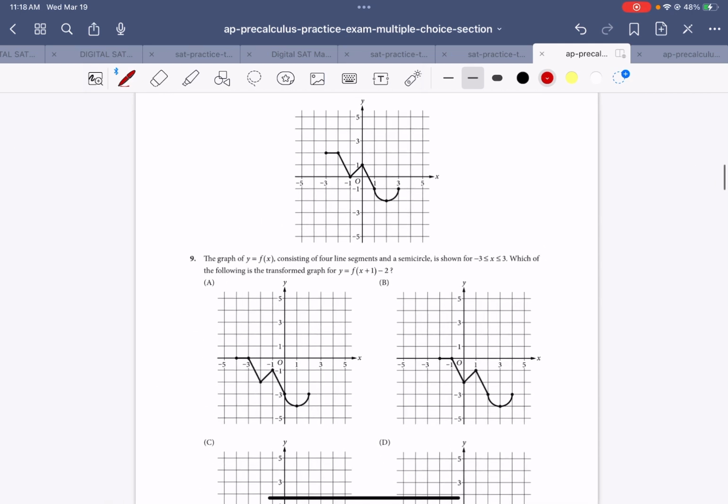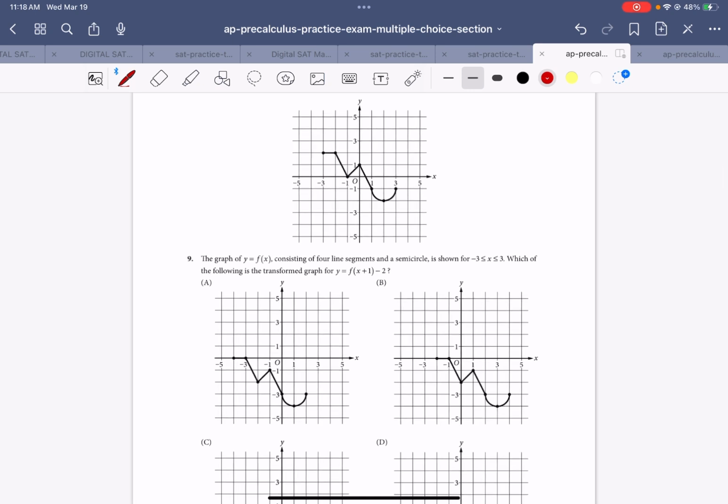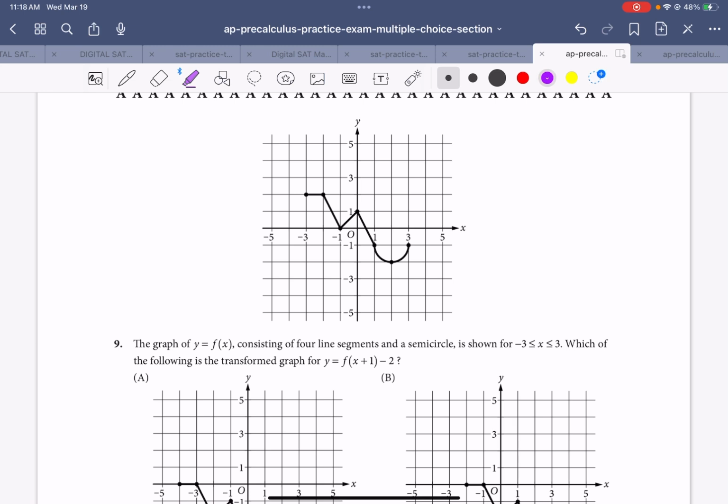Now number 9, the graph of y equals f of x consists of 4 line segments and a semicircle, shown between negative 3 and 3. Which of the following is the transformation of the graph? Here you need to pay attention to what this notation is for. From y equals f of x, if you have x plus 1 instead of x, that's a horizontal shift by 1 unit left. Horizontal is the opposite sign. If it's x plus 1, it means 1 unit to the left. X minus 1 means a horizontal shift by 1 unit to the right.